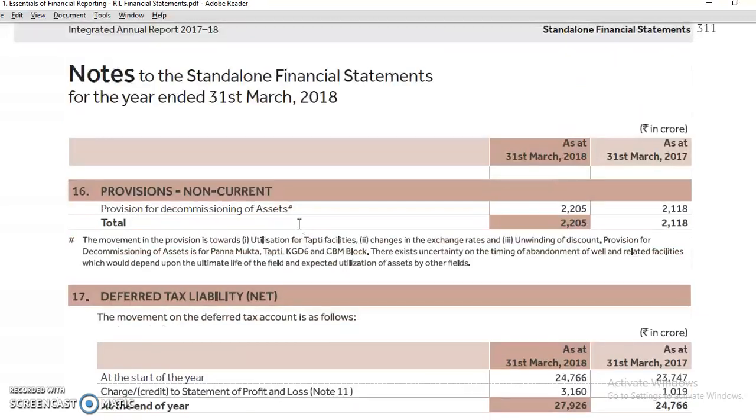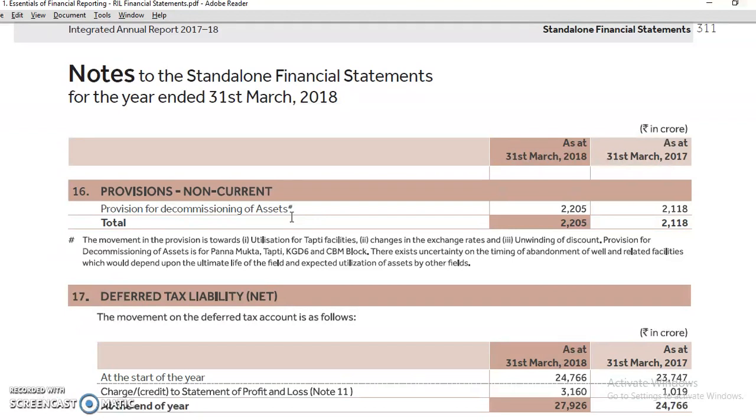Now let's look at the next line, where we have provisions. So provisions, these are non-current provisions, meaning this is the provision for decommissioning of assets. Decommissioning of assets means the company has plants where they have a liability towards the government to decommission it and clear the site. So they have made a provision now already, so that in future they can use this.